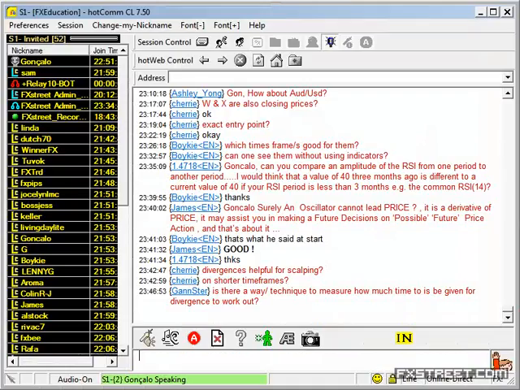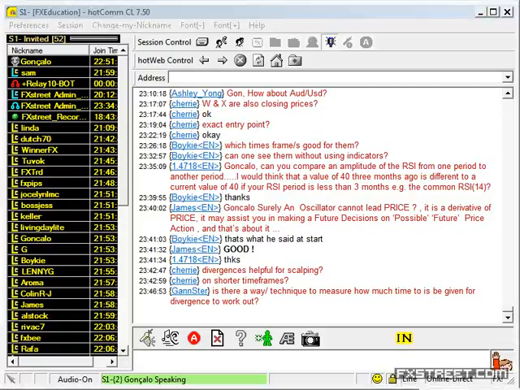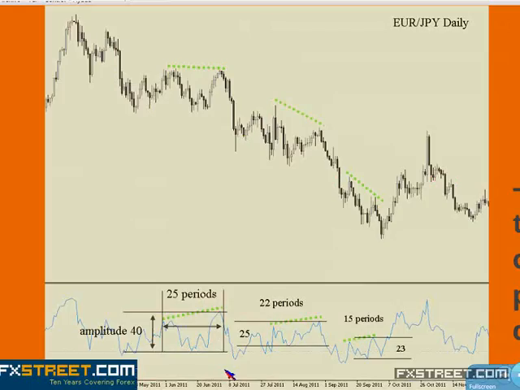Divergence is helpful for scalping. Sure, I believe so, the same situation happens in very short time frames as well. Yeah, absolutely.